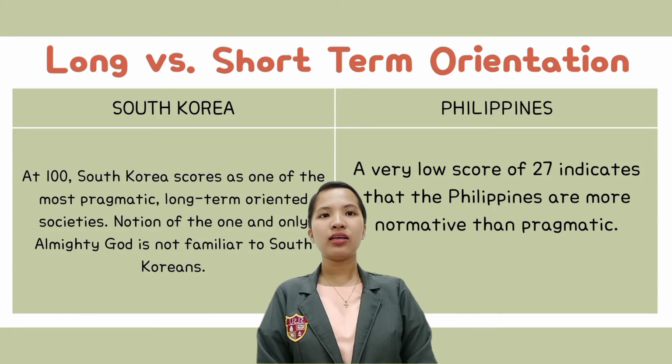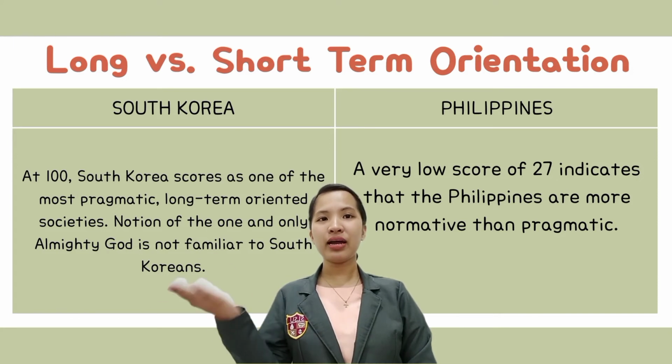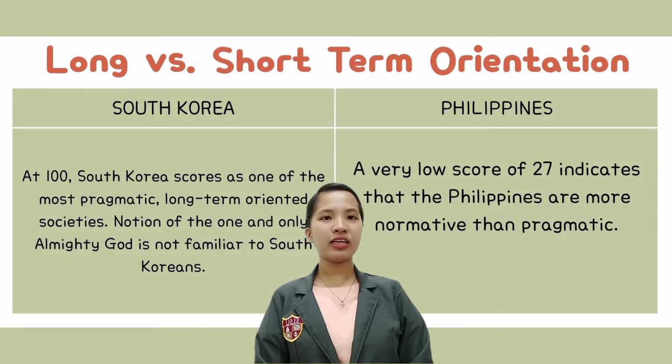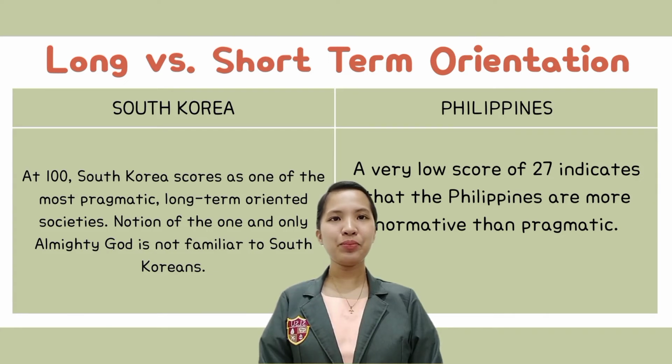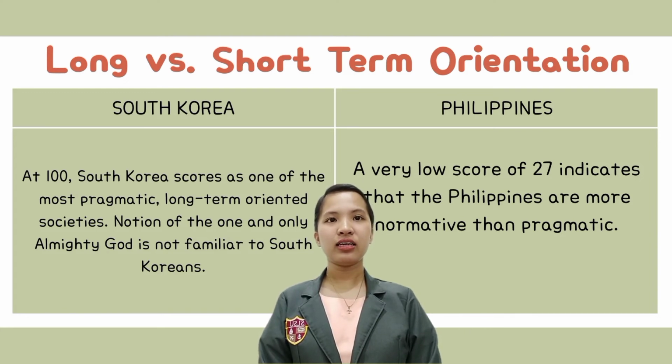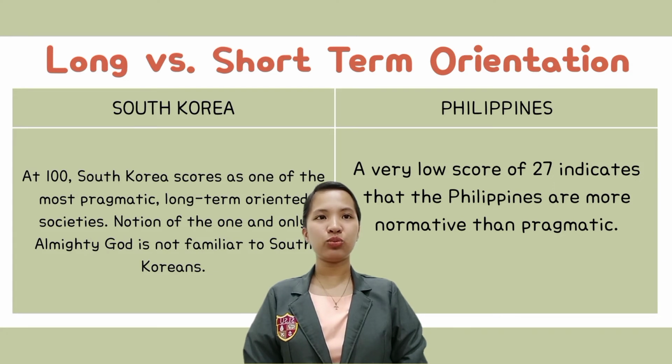For example, the Philippines is focusing on how to make money from their business rather than growing it. Based on my research, South Korea is scored as one of the most pragmatic. For example, in business, they prefer steady growth of the market share rather than a quarterly profit. What that means is they are more concerned with the company's many generations to come rather than making money every quarter. And that's the difference between the Philippines and South Korea when it comes to long-term orientation.